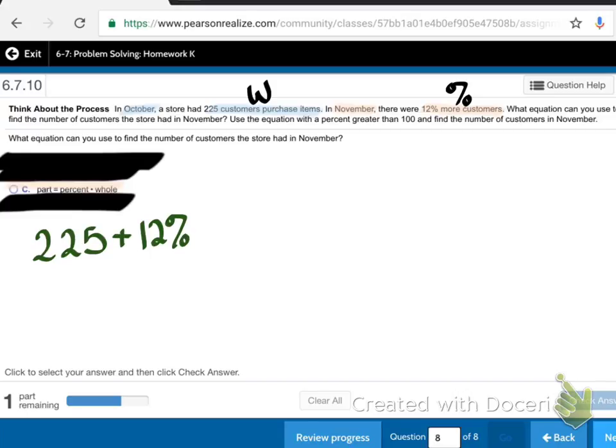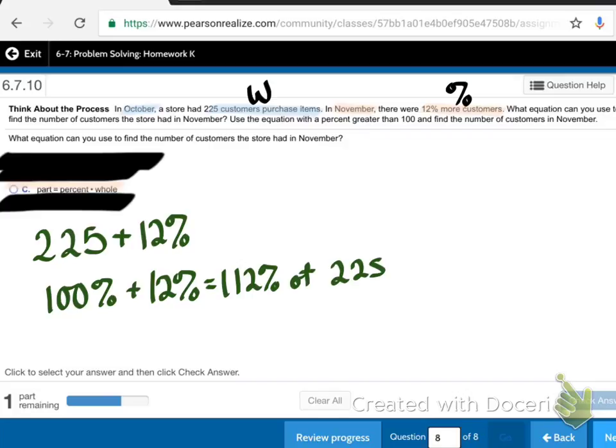225, this is very similar to question 1. If I'm at 225 and I increase by 12%, well, that's 100% plus 12%. 100% of last month, 12% increase. So this month I'm at 112% because 100% plus 12% is 112%. So 112% of last month, so of 225, so 112% turns into 1.12 times, because of means multiplication, 225. So I have 1.12 times 225, which gives me 252. So how many customers were in November? 252.